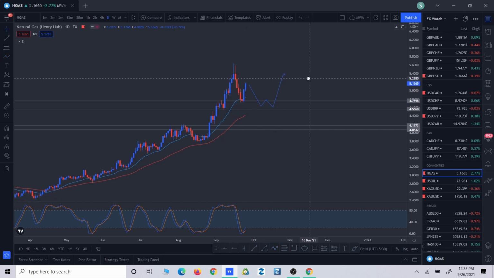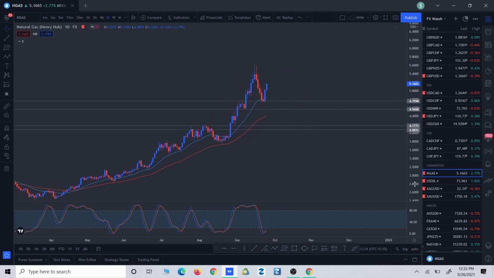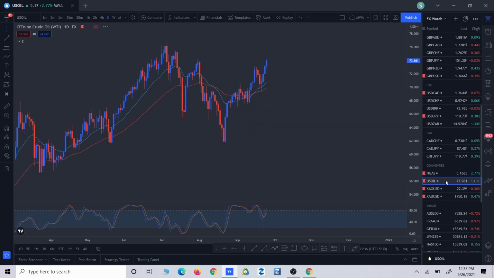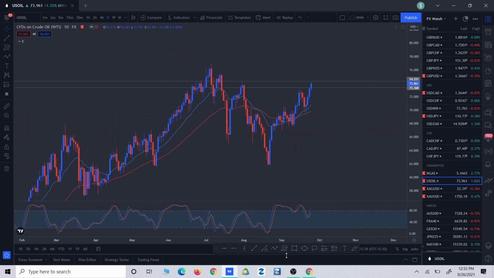If that doesn't happen and the price breaks below this one and reaches the next zone, that is also okay. Once the price reaches this zone, we are going to go to H4 and H1 and look for a double bottom kind of pattern to go long here as well. So these are the two possible scenarios we can focus on at the moment on natural gas. Next, we are going to talk about US oil.